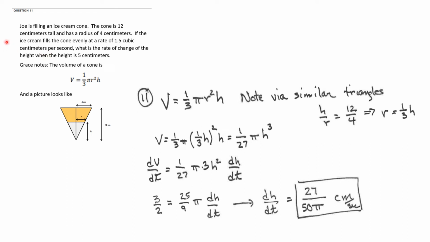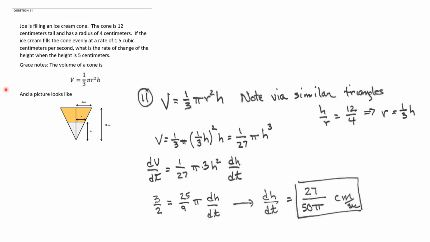Problem 11 was a related rates problem. Joe was filling an ice cream cone. The cone is 12 centimeters tall and has a radius of 4 centimeters. If ice cream fills the cone evenly at a rate of 1.5 cubic centimeters per second, what is the rate of change of the height when the height is 5 centimeters?